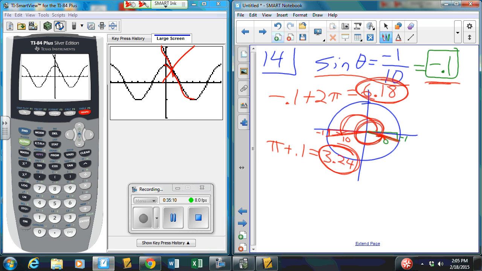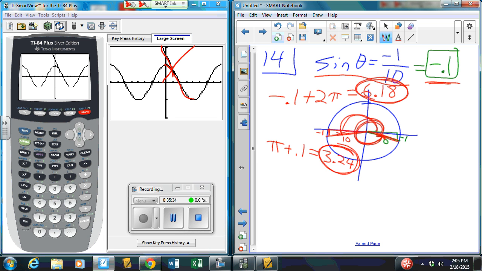So if you get a sine inverse that's negative, you're going to add 2 pi. Then for the other answer, you take that number and go pi plus that distance, the positive of that distance. That's the best way to do it.